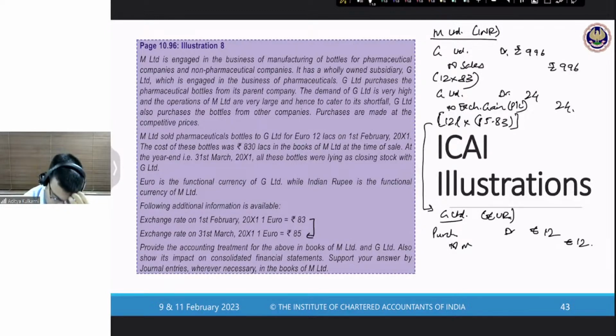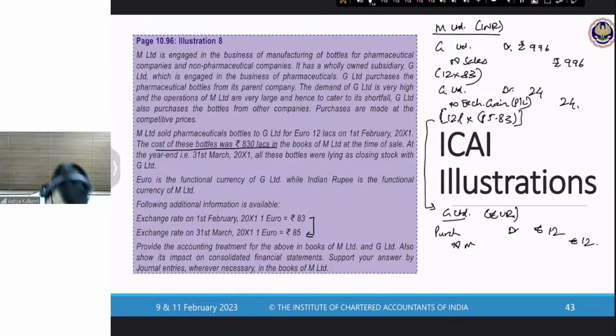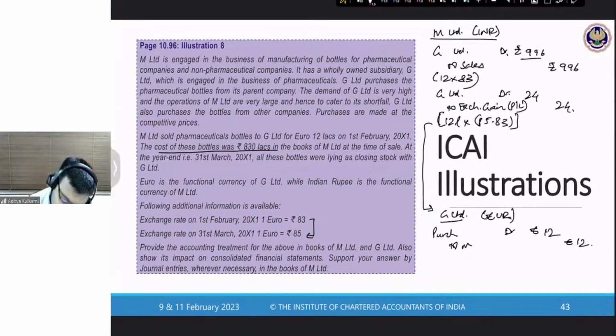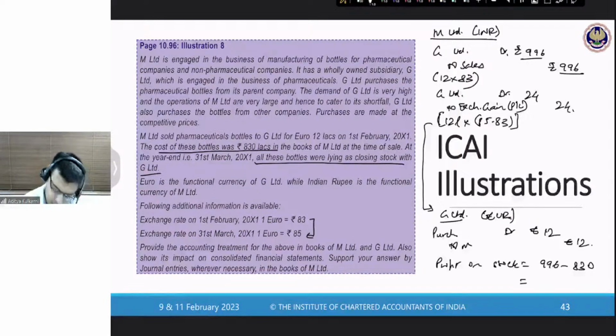So now, M sold these pharma bottles to G. The cost of these bottles was 830 lakhs, whereas you sold them for 996 lakhs, and all these bottles were lying as closing stock with G Limited. So profit on stock is equal to 996 minus 830. That gives you 166. What is this 166? This is nothing but unrealized profit. And what are you going to do with unrealized profit? You will have to eliminate it.